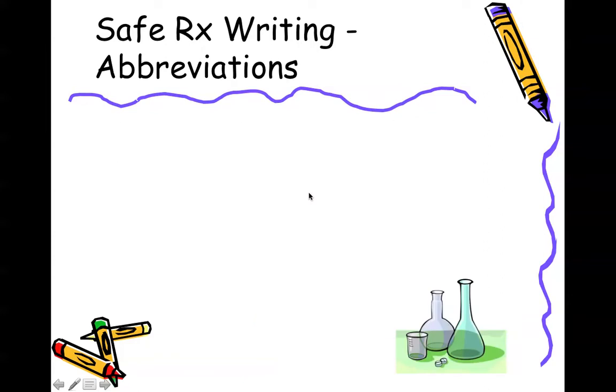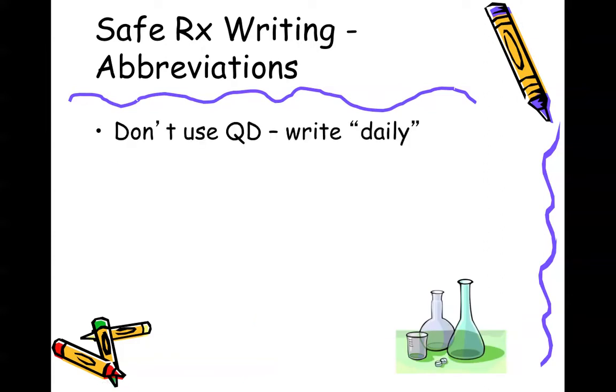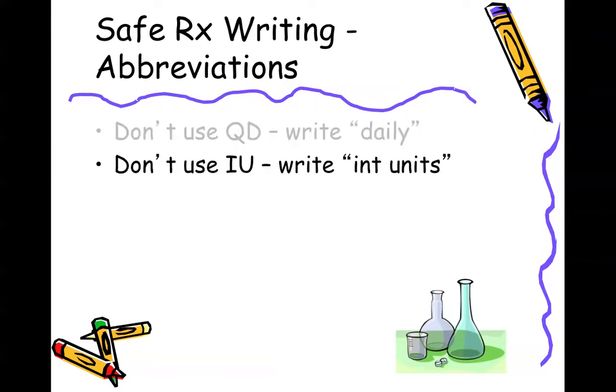Other safety topics include abbreviations. The best case is that you don't abbreviate when you can spell out. So we don't write QD anymore. We need to write daily, or you could write QDay. You should not write IU for international units. These come in the form of vitamins, often 400 IUs of vitamin E. You should write out international units or INT units.